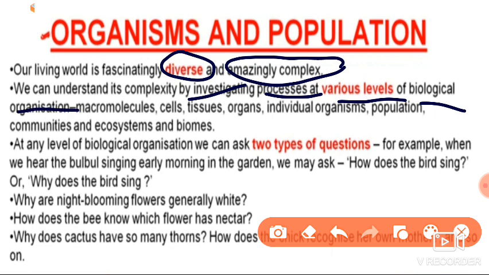In biological organization, in various levels, we studied about the diversity of living organisms.